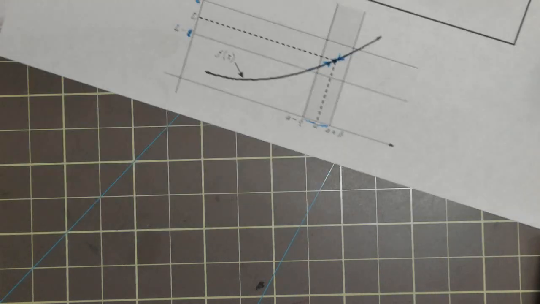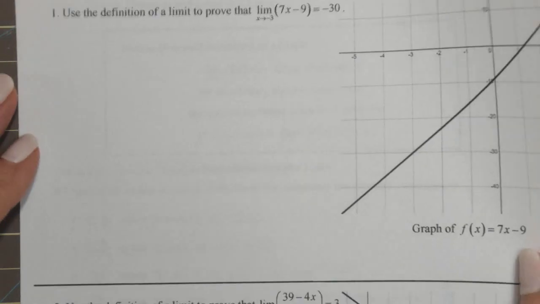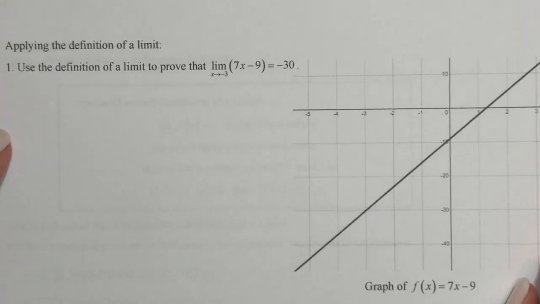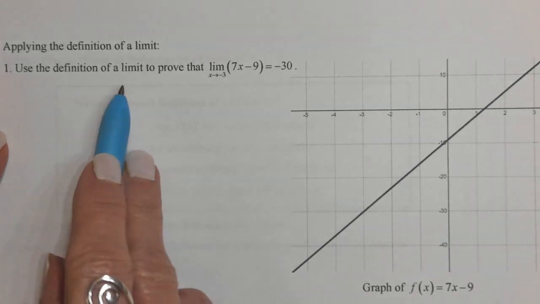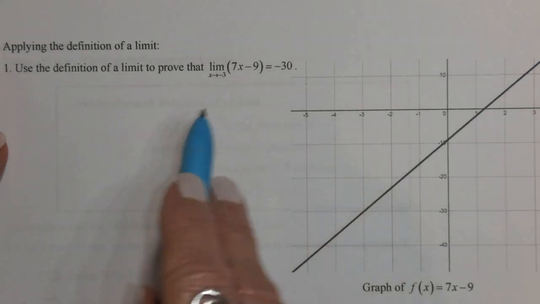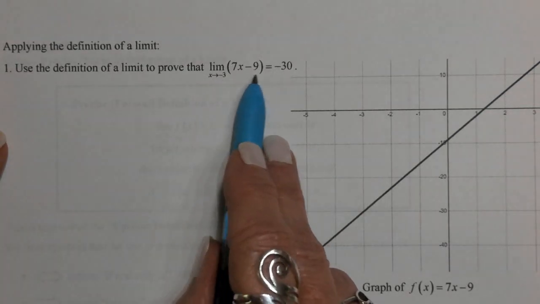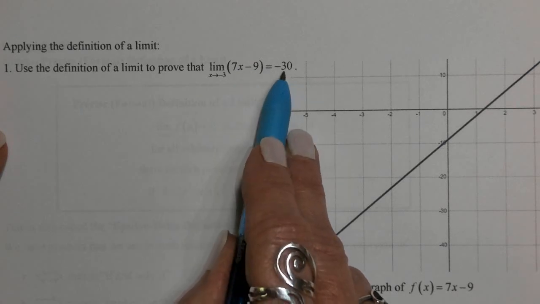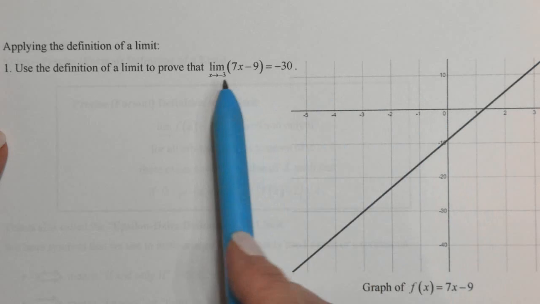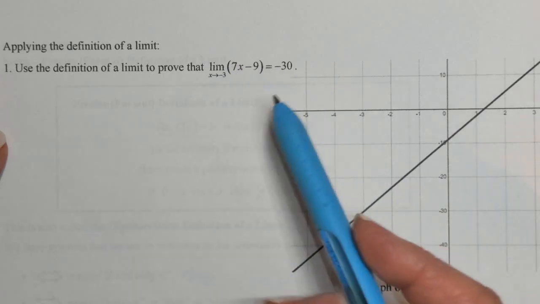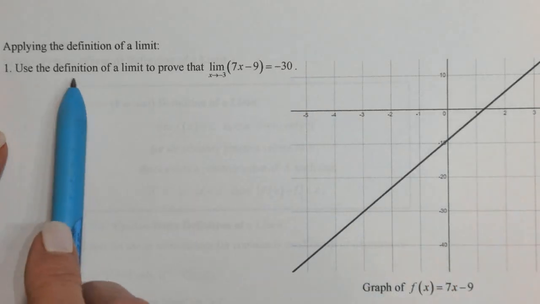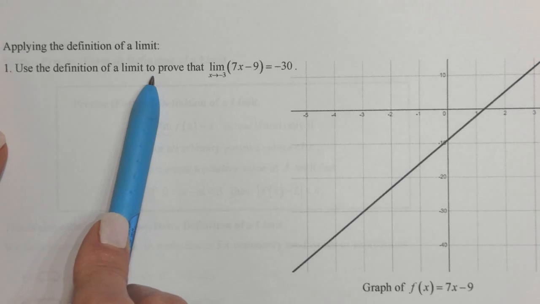All right. Let's look at a couple of examples of how we might be asked that, or how I was asked that. You're never going to be asked this on the AP exam, or on my exams, unless maybe possibly a bonus. Use the definition of a limit to prove that as x approaches -3, this function is approaching -30. Now we know that if we just put -3 in for x, -3 times 7 is -21, minus 9 is -30. We know that this is a true statement. But to use the definition to prove it is another story.